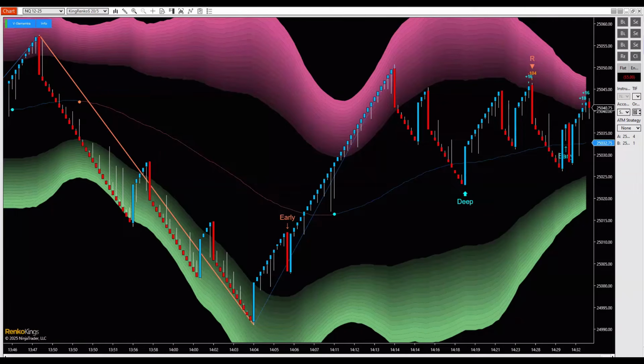It does not need a special data package. You don't need a level two for this, in other words. This is fine with a regular level one data. You don't need the level two for this.